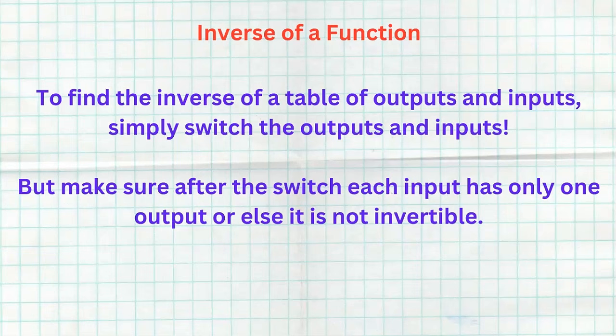But be super careful. Make sure after the switch, each input has only one output, or else it's not invertible. Because if you're going to call something an inverse function, it needs to be a function, and the definition of a function is every input has exactly one output. So once you make that switch, just look, does every input go to one output? Or did I create a non-invertible function because I have the same input of 2, and in one place it goes to 5, but in another place it goes to 7? Well, you can't have 2 go to 2 different places, so that's why it would not be invertible. So be very careful when you do that.